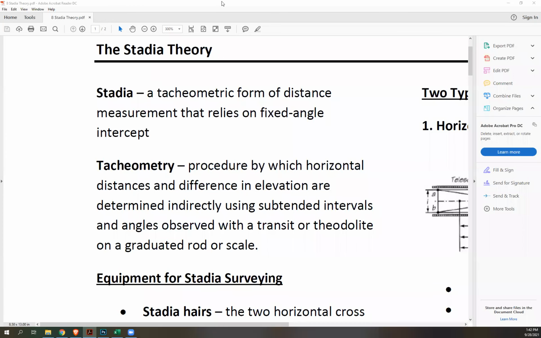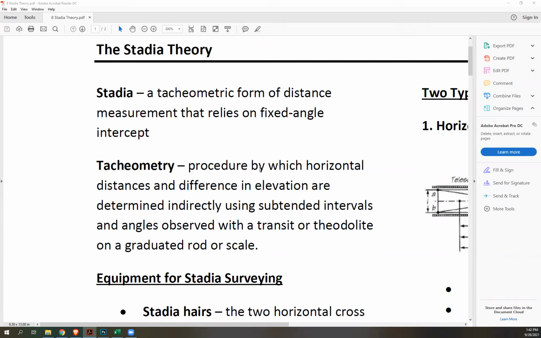The topic for today is Stadia theory. So let's talk about some terms before we go into computation. Stadia is a tachyometric form of distance measurement that relies on fixed angle intercept. Later on, you'll see what that fixed angle intercept is. Tachyometric form came from tachyometry.